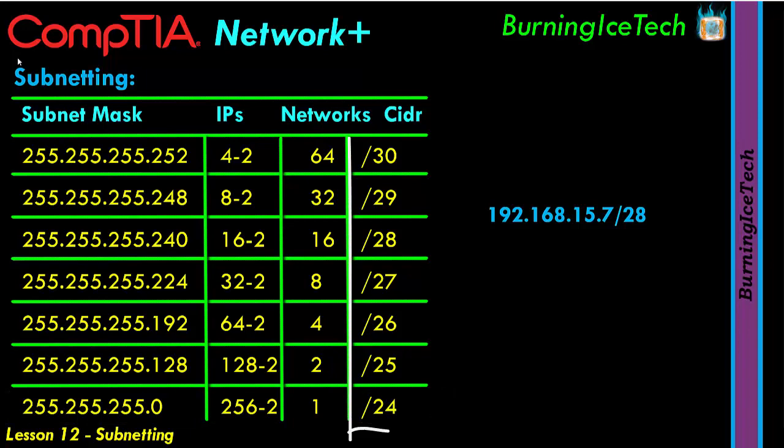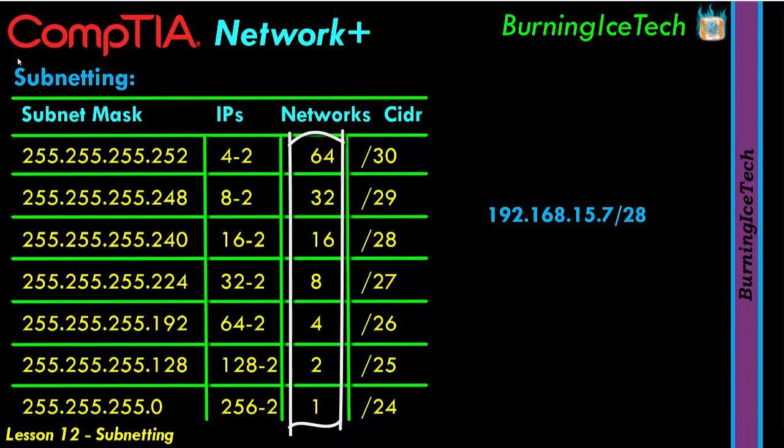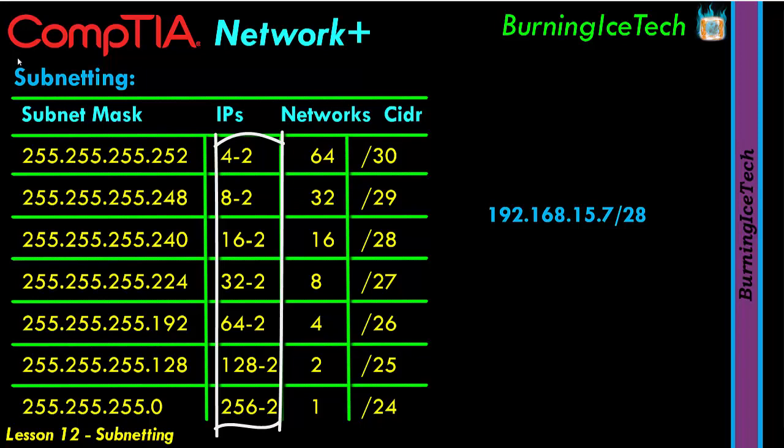So looking at the CIDR notation, just keep counting up with increments of 1. And looking at the networks, you just keep doubling it. So it's 1, 2, 4, 8, 16. You just keep doubling it. If you look at the available IPs, you just keep halving them.